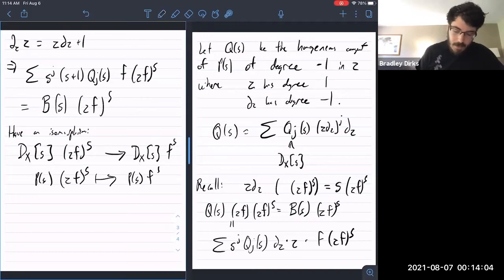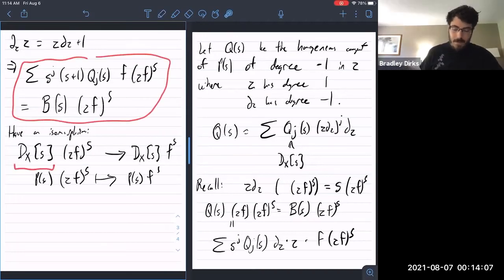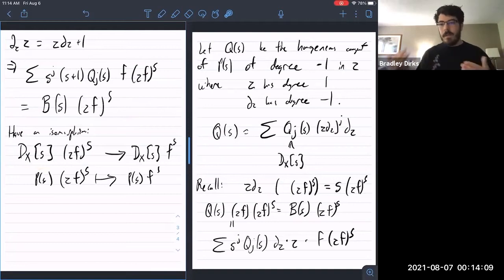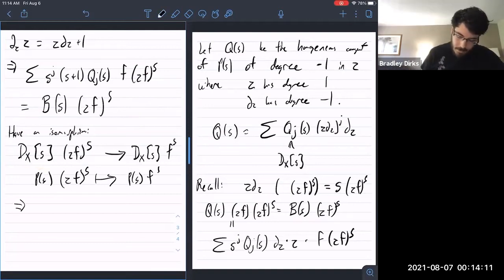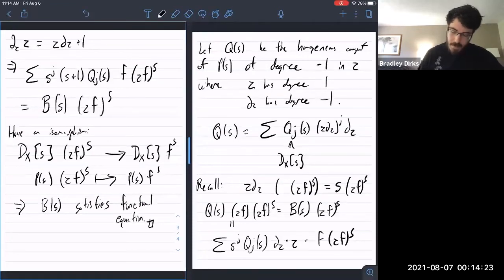And so our equality in this ring only has coefficients in D_X[s]. It gives us an equality in the ring that we care about. And so that implies that this b(s) satisfies the functional equation that we want. And so we get the desired result. I think really we should just think of this as evaluate z at 1.